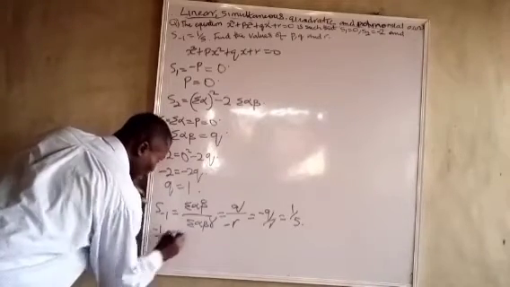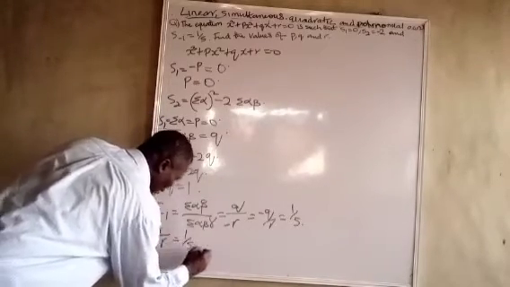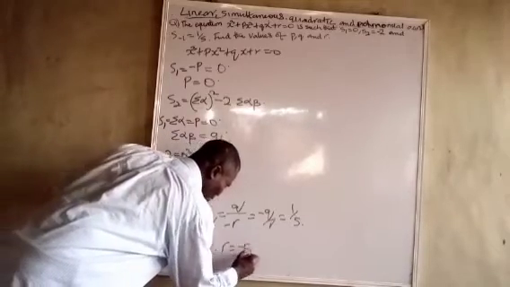So minus 1 over R equals 1 over 5. Therefore, R is equal to minus 5.